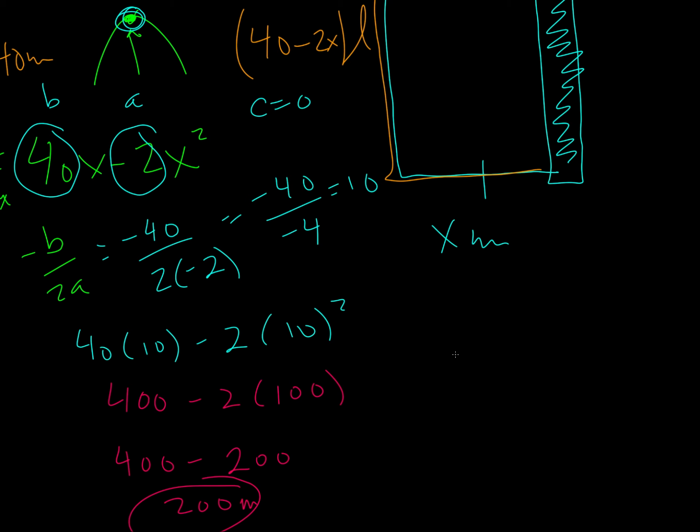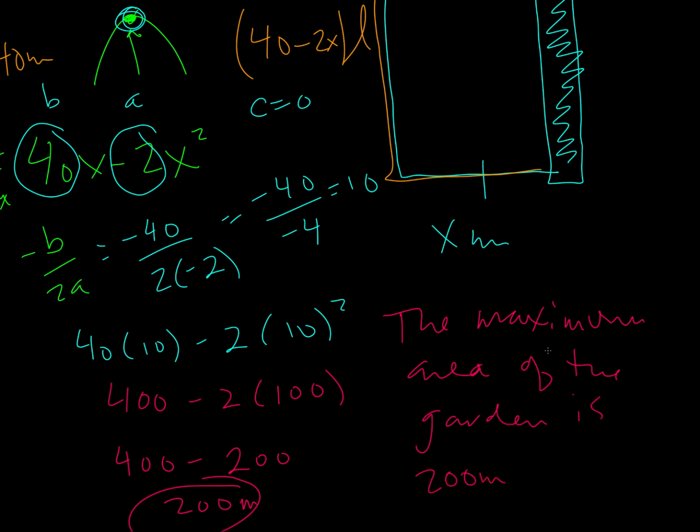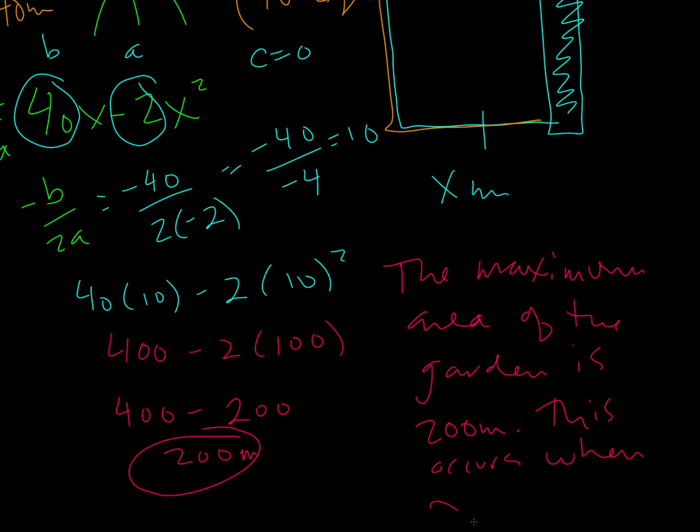And now we just need to write our sentence. So I forgot, what is this, a garden? Yeah. The maximum area of the garden is 200 meters. This occurs when x is equal to 10 meters.